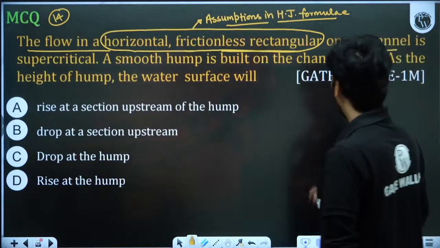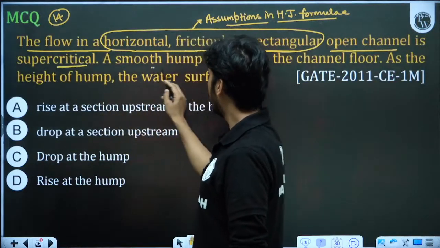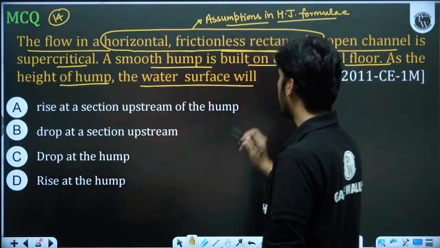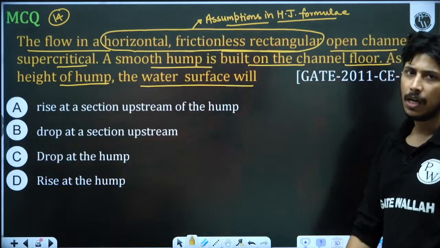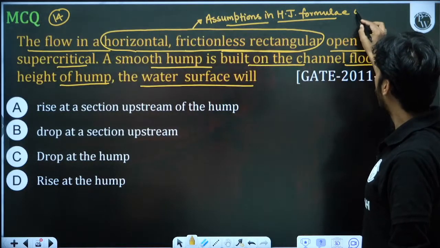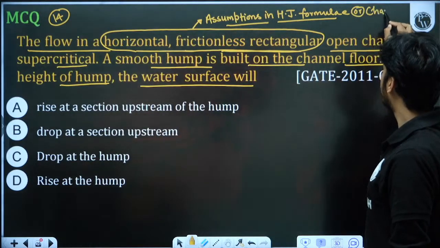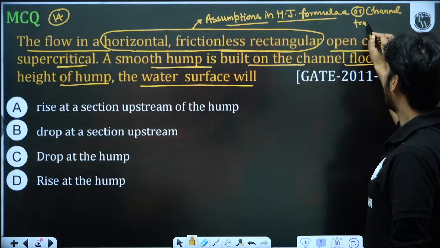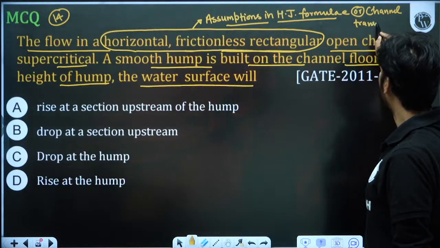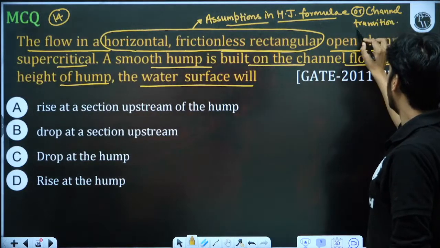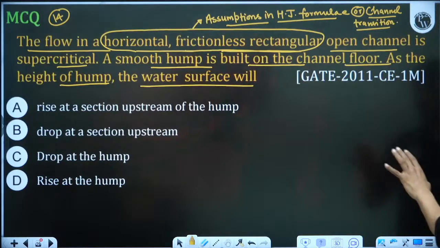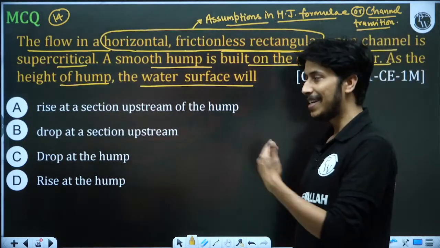Okay. The channel is supercritical. A smooth hump is built on the channel floor, as the height of hump is small compared to the water surface width. So this is not the question of your hydraulic jump, but in hydraulic jump also this thing is considered. In hydraulic jump or channel transition, these are the assumptions. If these assumptions are not followed, we have to again make the equations. So in supercritical flow, we are making the hump. Now the water surface will increase or reduce, it is asking.